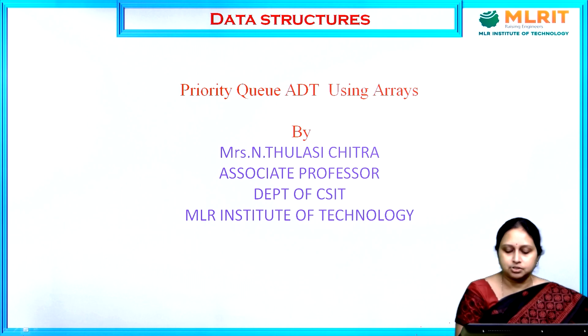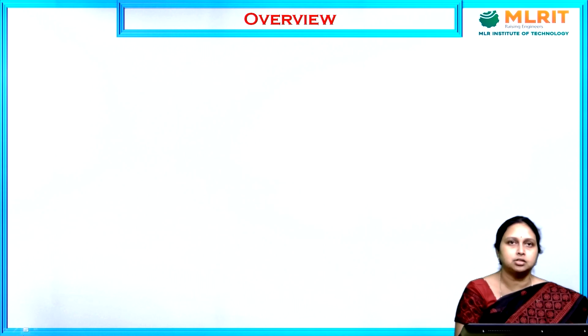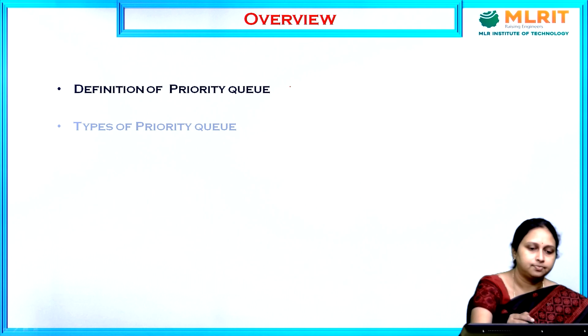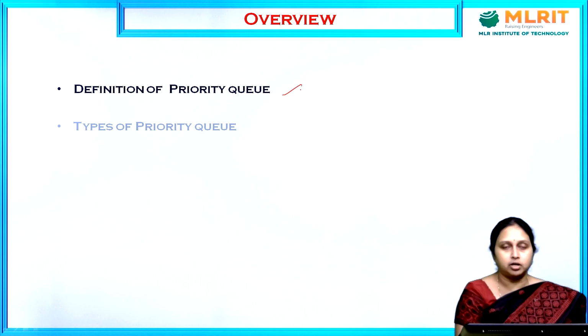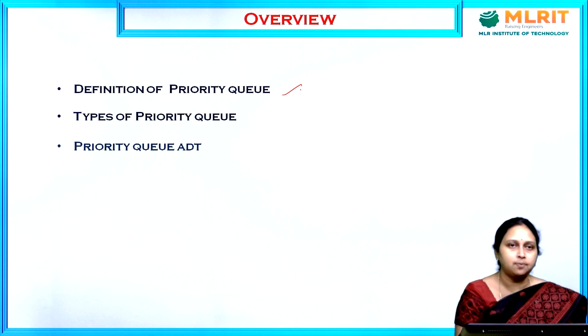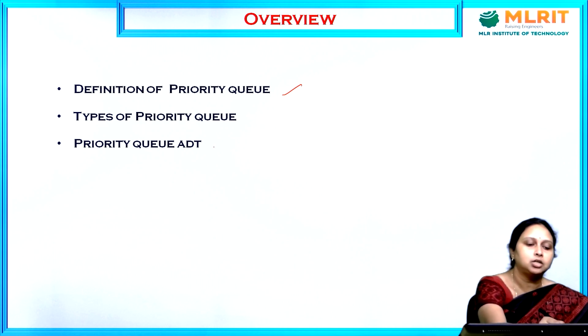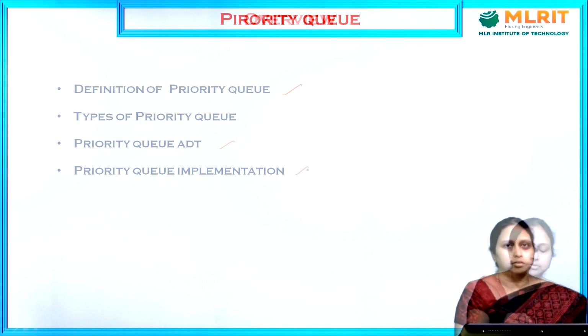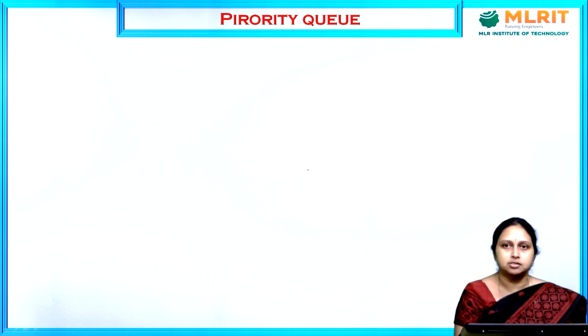In the previous session, we discussed circular queue ADT, as that is a part of types of queues. Let us discuss in this session what is this priority queues. We will be discussing what is priority queue, what are the different types of priority queues we have, what is priority queue ADT, and we are going to see the priority queue implementation. So, the four things we are going to discuss in today's session.